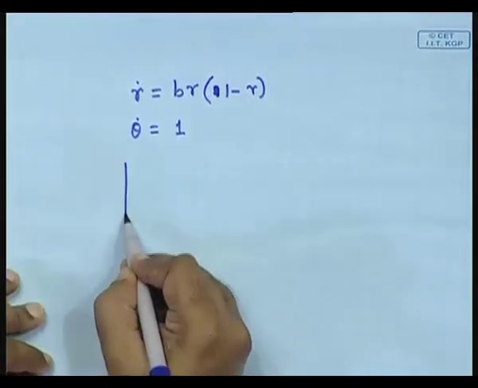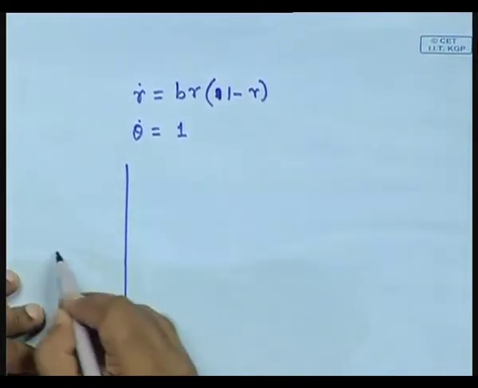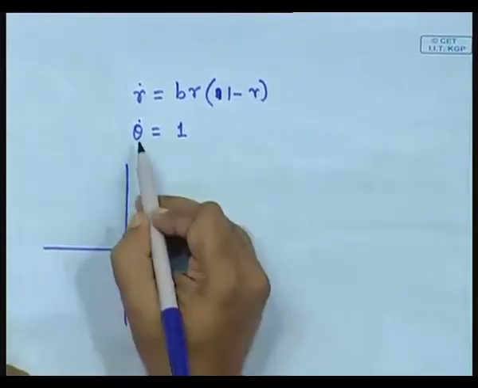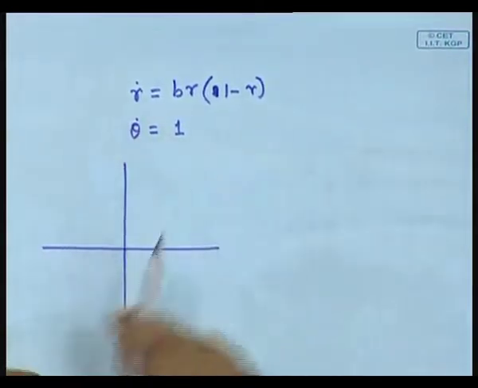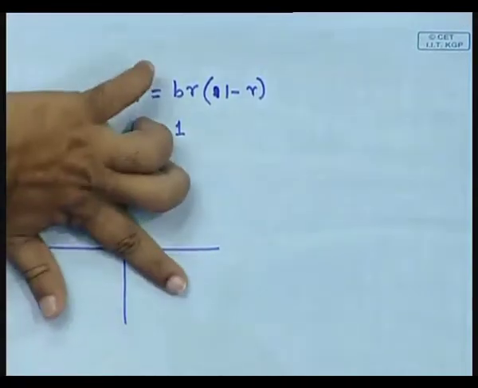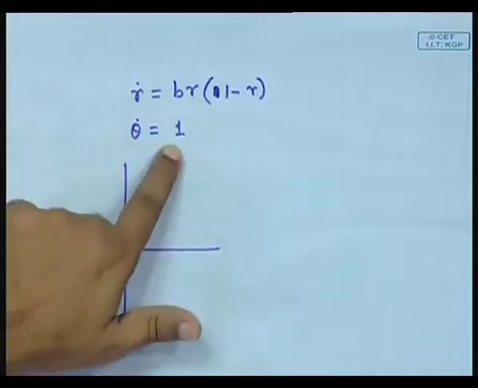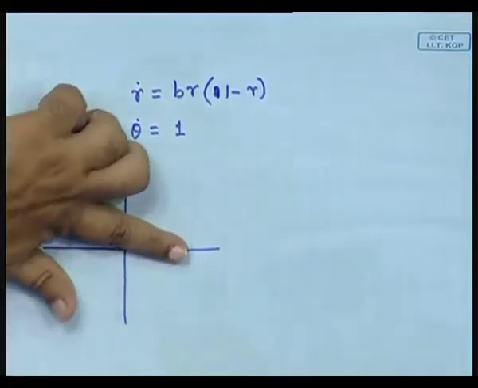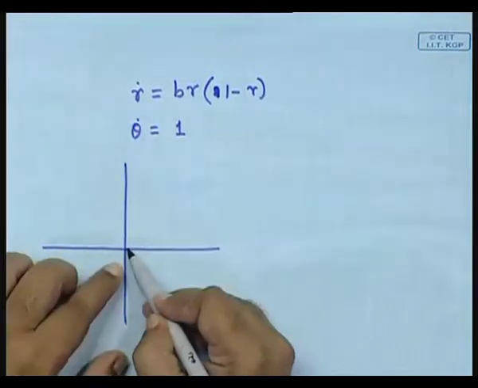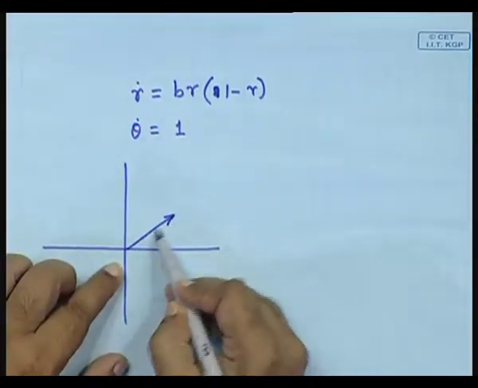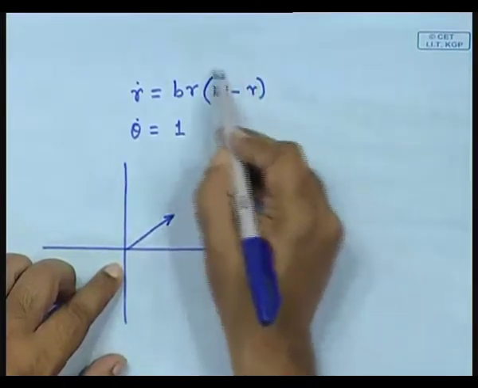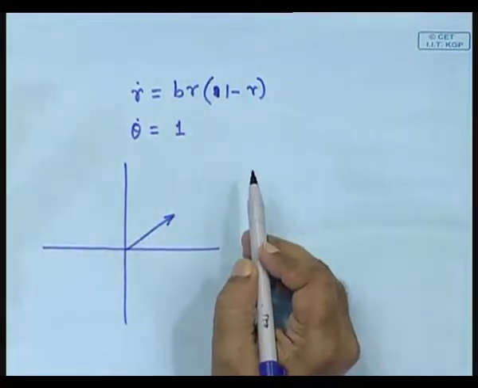So, theta and r immediately talk about the radius vector and the angle. It says that theta dot is equal to 1, which means there is a radius vector which is turning at uniform speed, right. And r dot, this radius vector, is changing, and the rate of change in this direction is given by this. Clear?